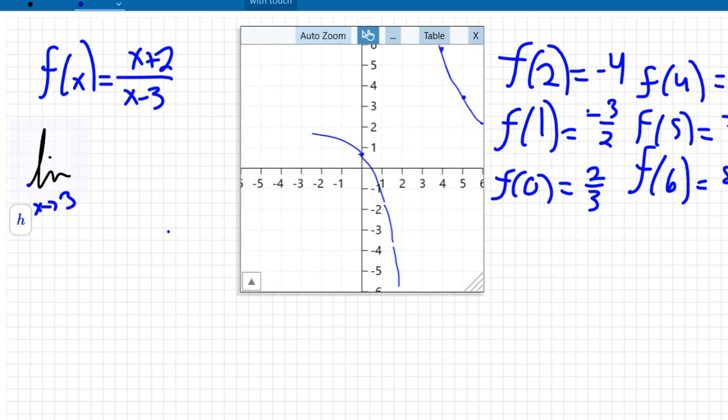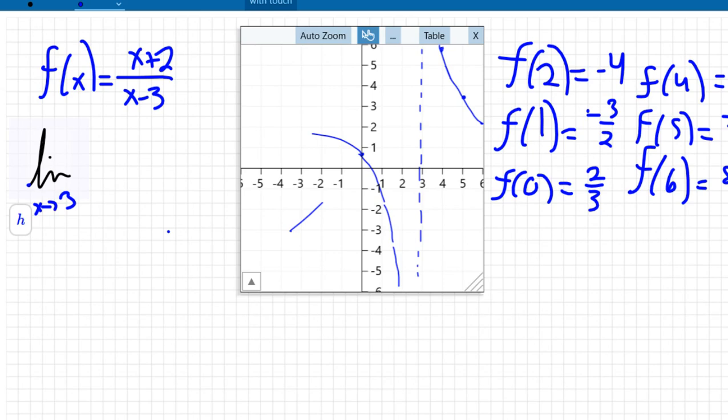Now if we were to zoom out, not sure if we can zoom out, but anyway, if you were to zoom out, you would see that there actually is what we call an asymptote here at x equals 3. And that corresponds very closely with the limit, because when we plot this graph, from the left-hand side it never touches 3, but it goes to negative infinity. From the right-hand side, it also never touches 3, it goes to positive infinity.